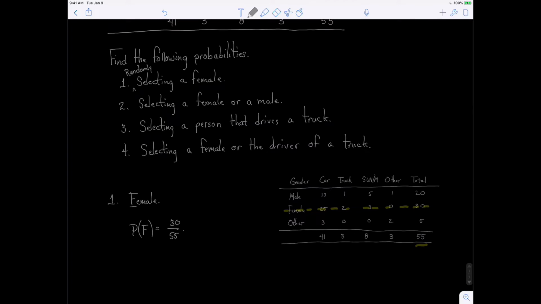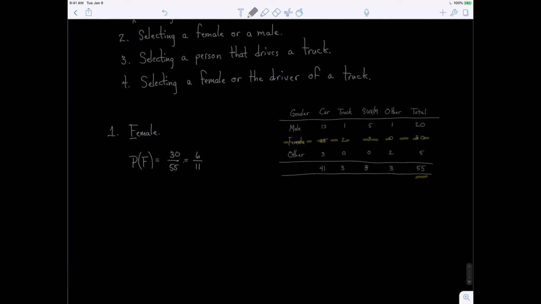Now, you could also go ahead and reduce that fraction if you'd like, and if you did, you could cancel a 5 out of both of those, and so you'd have 6 out of 11. But we're going to leave ours unreduced for reasons that you're going to see shortly. Okay, so that's number 1.